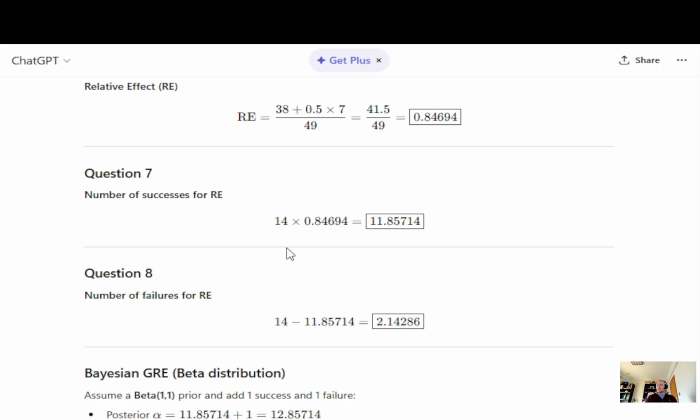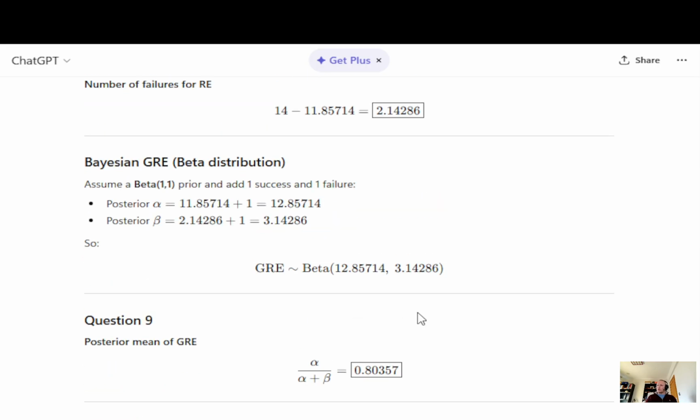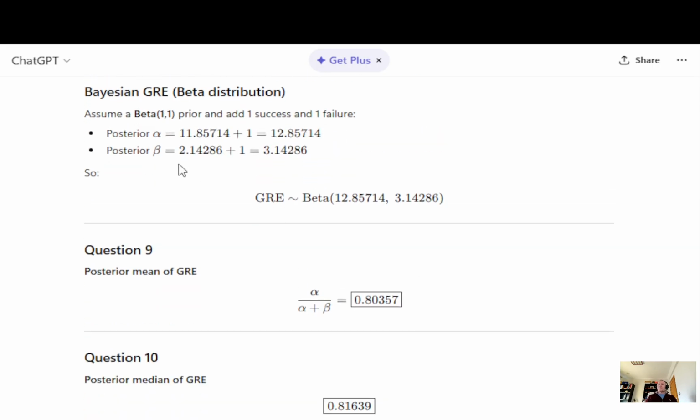So one way to scale back is to say, okay, we have a total sample size of 14, we have a relative effect statistic of 0.84694. That gives a number of successes, which is just over 11.85. Well, and if we take 14 minus that 11.85 something, then we get 2.14 failures. Well, these are not whole numbers. Is that not a problem that we get decimal numbers of successes and failures? No, for the Bayesian proportion test, that is not a problem at all. Actually, it is very common to do that.